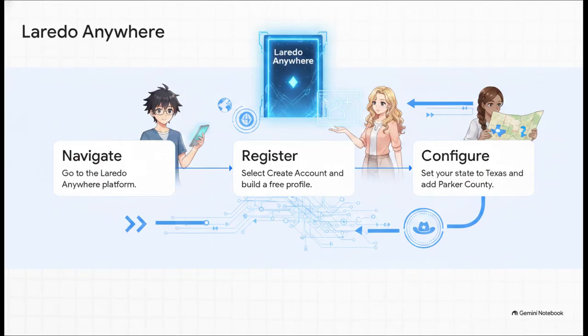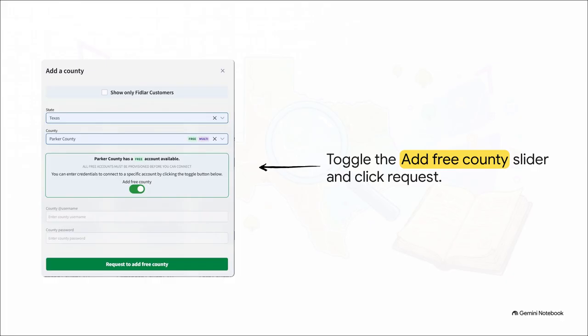All right, let's shift gears to the county clerk's database. This is where the actual deeds and liens live, and exactly where people usually hit those pesky commercial paywalls. But Parker County actually offers free document viewing through a portal called Laredo Anywhere. Step 1, navigate to the Laredo Anywhere platform. Step 2, create a free user profile. Step 3, log in, head to your profile settings, click Add County, and set your state to Texas and your county to Parker. And here is the exact secret to bypassing the subscription fees. Once you've selected Parker County, look for a slider bar labeled Add Free County.